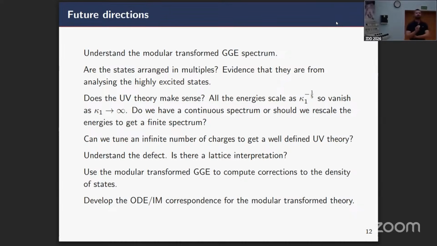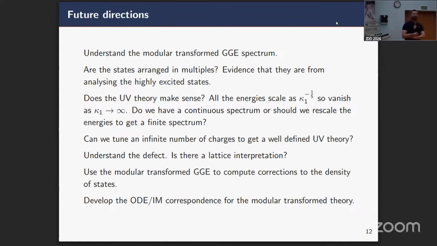As I said at the beginning, this is work in progress. We're still working on trying to sort out all the details of the solutions to these TBA equations, understanding if we have a solution, does it have to physically be included in the transformed GGE? Unfortunately, it's quite an abrupt stop to the talk there, but we're still working on other excited states. We find this phenomenon of real energy splitting into a complex conjugate pair again.